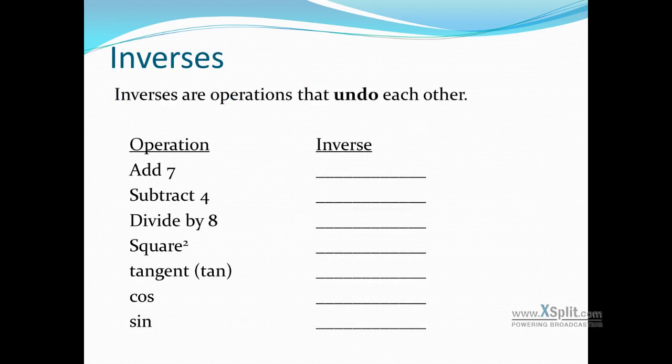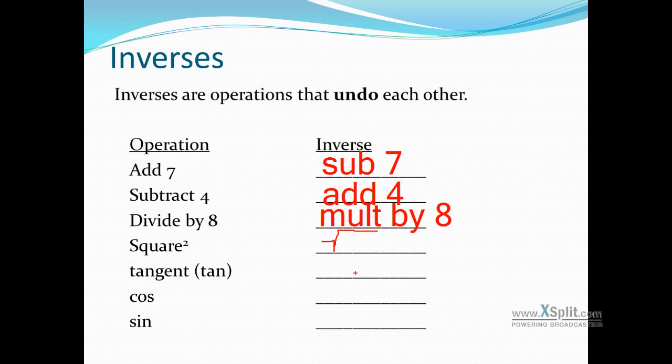Inverses. You've been using inverses for a long time in your school career. Inverses undo each other. They're opposites of each other. For example, the opposite or the inverse of adding 7 would be subtracting 7. Similarly, the opposite of subtracting 4 would be adding 4. Dividing by 8, you can guess, is going to be multiplying by 8. And the opposite of squaring is going to be square rooting something. If you square root something, it gets rid of a squared.